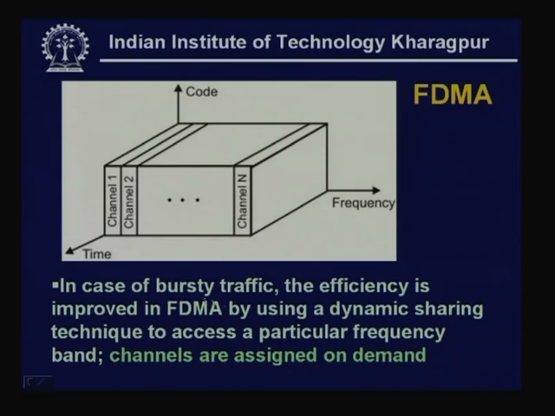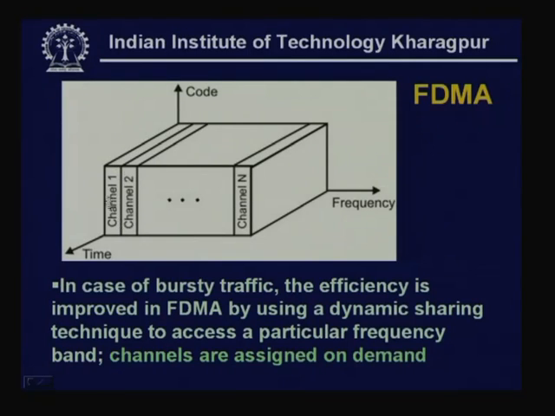However, in case of bursty traffic, the efficiency is improved in FDMA by using a dynamic sharing technique to access a particular frequency band. Normally, for each of these channels, a frequency is statically allocated, but if the traffic is bursty, that means all the channels do not have data to send all the time. In such a case, what can happen? There can be underutilization of the channels, because a channel is statically or permanently allocated to a particular station or user. So, if the traffic is bursty, that particular channel may not be used.